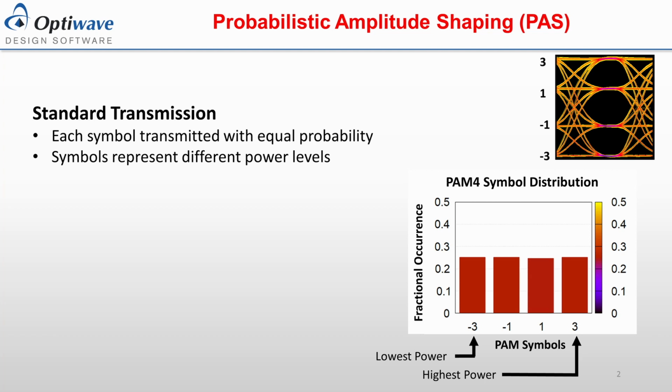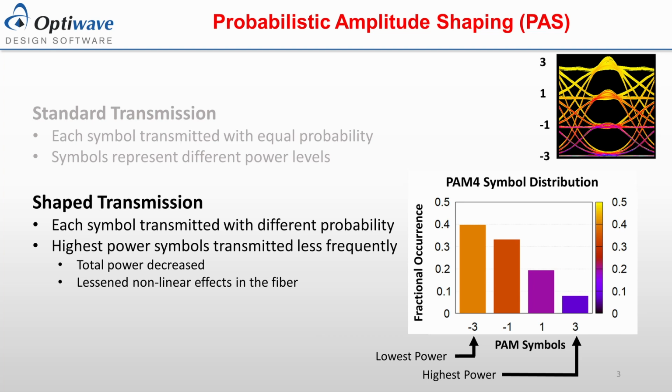Under standard transmission, the PAM format transmits each symbol in a signal with equal probability. The bar chart on the right displays the fractional occurrences of each symbol transmitted within the PAM4 format. Each symbol is transmitted in equal proportions and is shown in the electrical eye diagram at the top right.